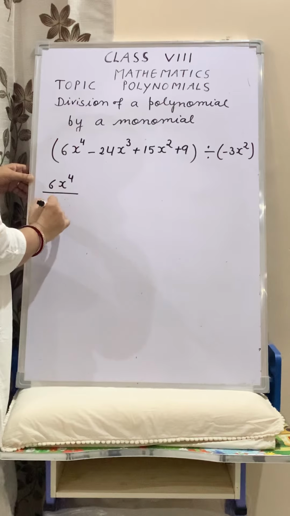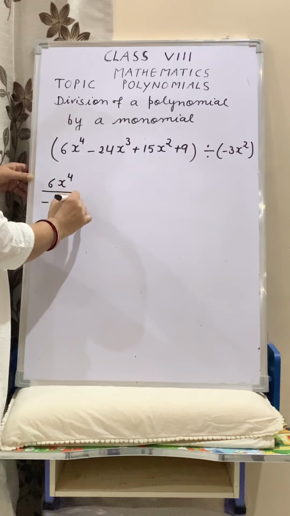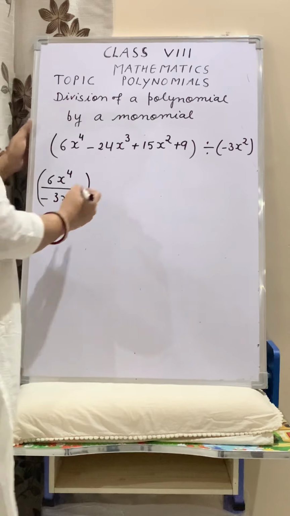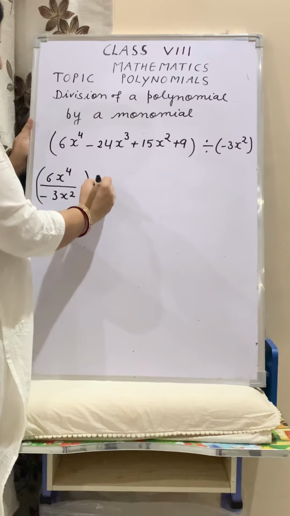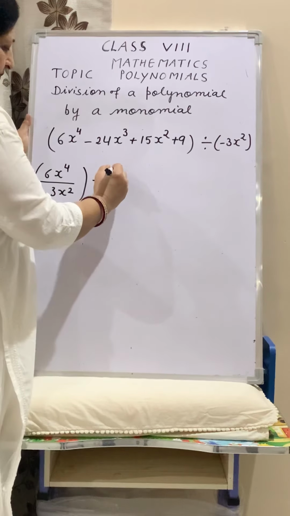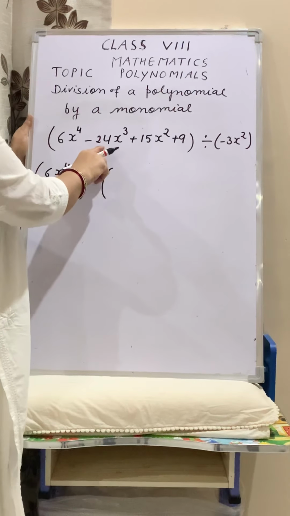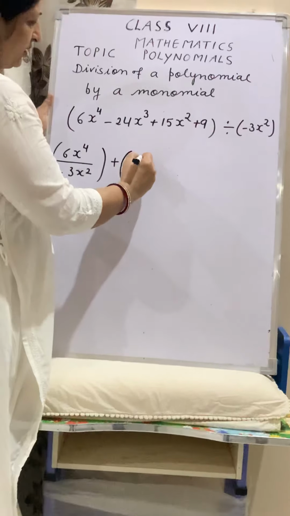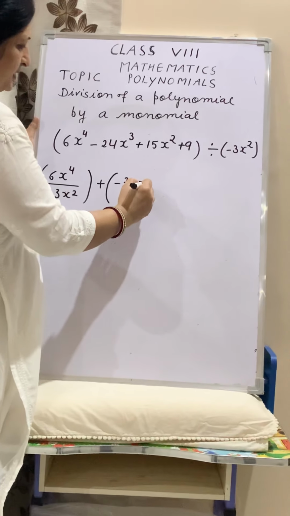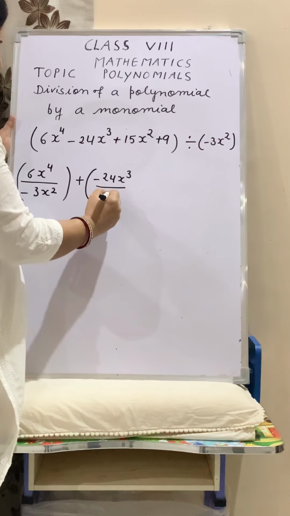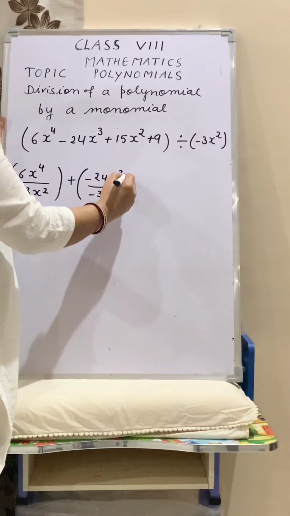divided by the divisor. We will write this in a bracket. Now we will always put a plus sign here. Now we will put the next bracket. What is the second term? Minus 24 x raised to power 3 divided by minus 3x raised to power 2.